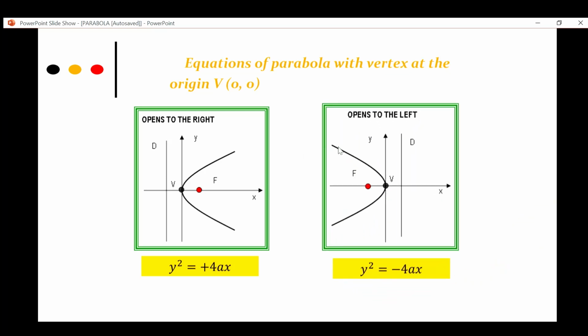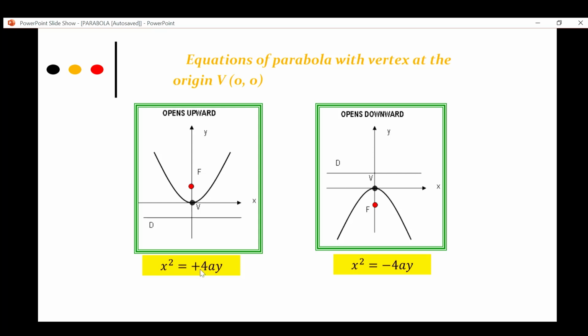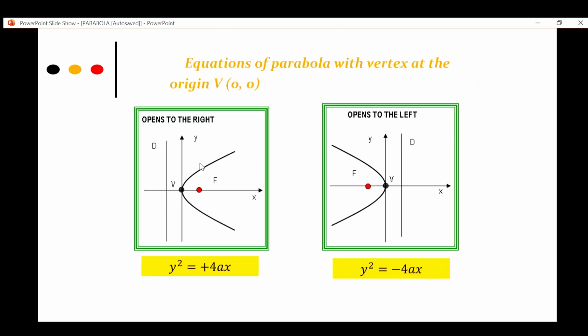And then we have the parabola that opens to the right and to the left. So when the parabola opens to the right or to the left, the y is squared. So for this one, y squared equals 4ax. And for the parabola that opens to the left, we have y squared equals negative 4ax. Okay? So notice the difference between the two equations. So upward or downward, x is squared. And then opening to the right or to the left, y is squared. Okay? So we have to memorize those four equations for the parabola.